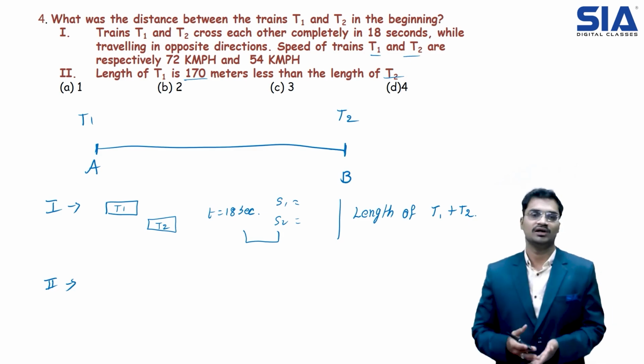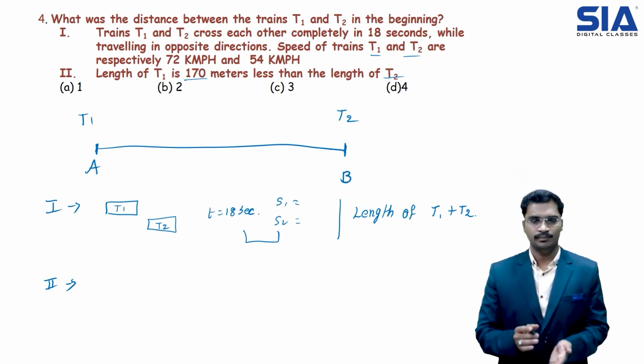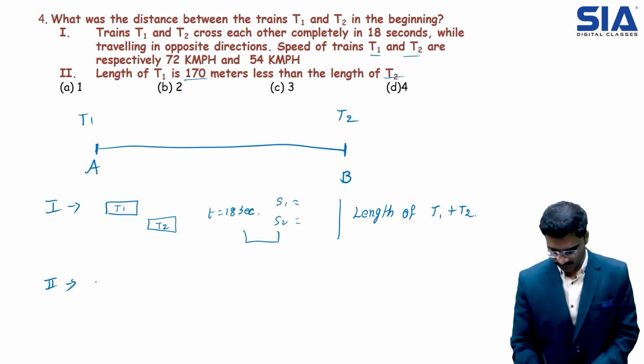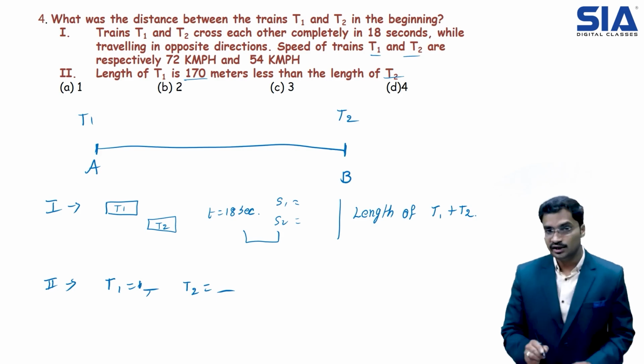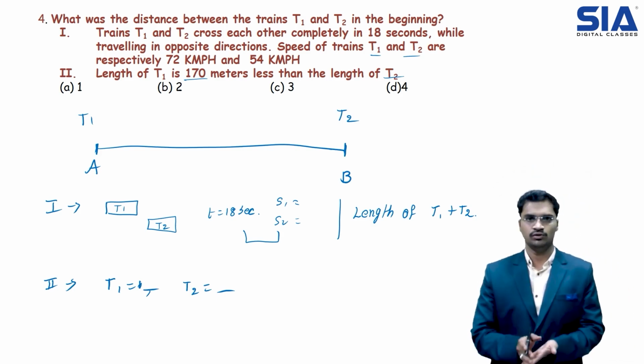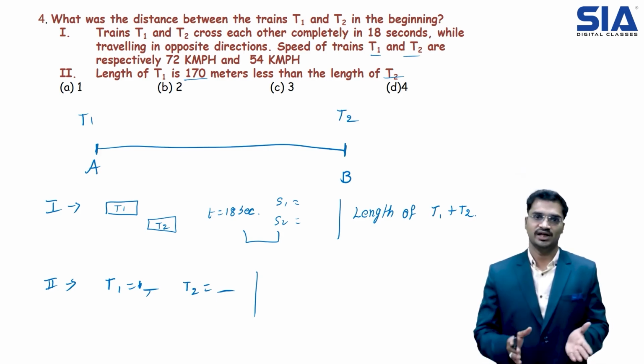So the length of train 1 is less than train 2 by 170 meters. By using the second statement, I can individually tell the lengths of train 1 and train 2, but I cannot tell the distance between A and B.